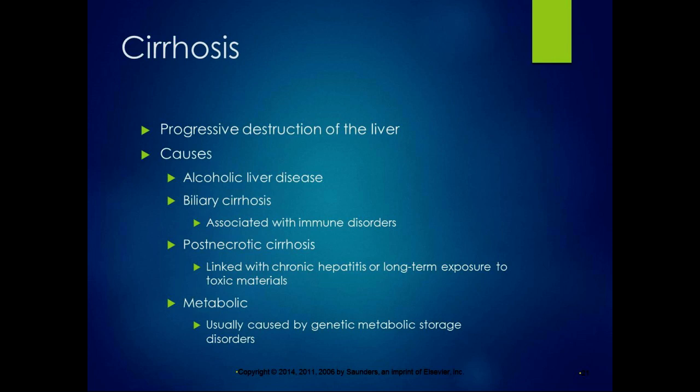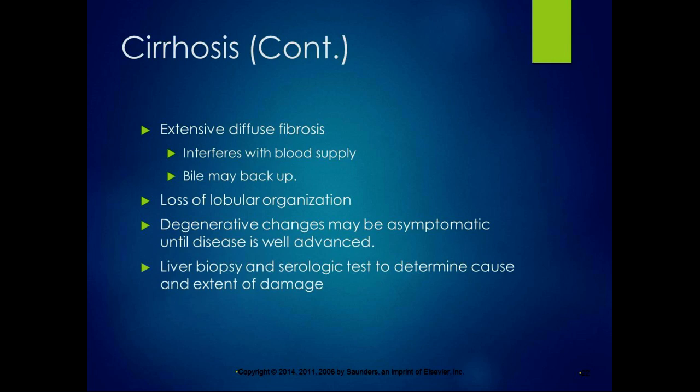So the liver stores a lot of stuff. It stores glycogen, which is our storage form of glucose, and it stores a lot of our other chemicals. And so you have this genetic metabolic issue that eventually causes destruction of your liver cells. Usually there's extensive diffuse fibrosis that interferes with the blood supply, and it may cause the bile to back up. So the lobes of the liver are very neatly organized, but with cirrhosis, you get that fibrosis that causes you to lose that lobular organization.